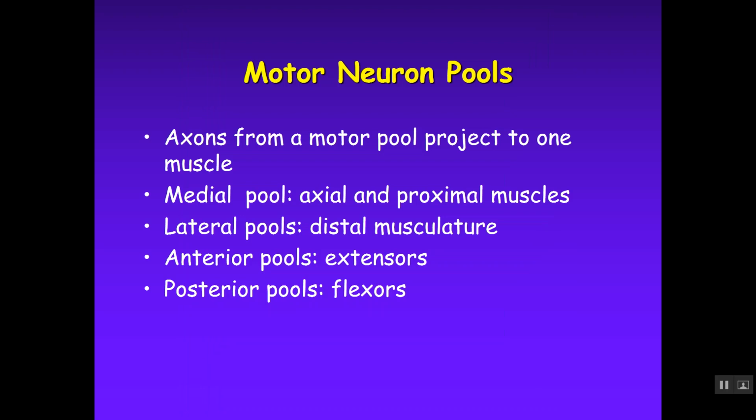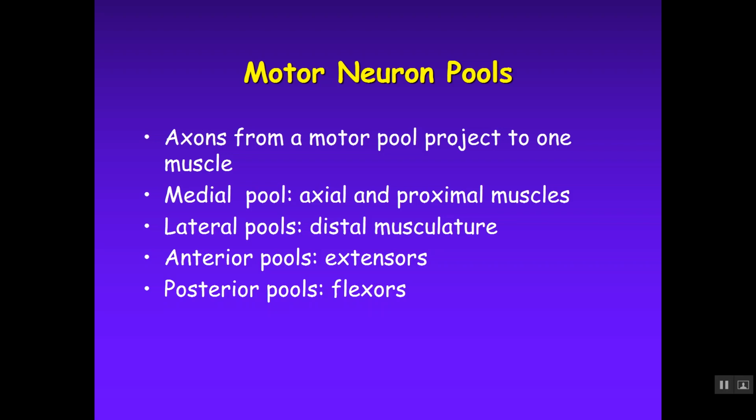So motor neuron pools, I've mentioned them a few times already. Those are the axons from a motor neuron pool, all the axons that project to one muscle. Within the anterior horn, we have a medial pool, a lateral pool, an anterior pool, and a posterior pool. Medial pool motor neurons tend to go to axial and proximal muscles. That makes sense. They're sitting in the medial part of the anterior horn. They go to medial proximal muscles.